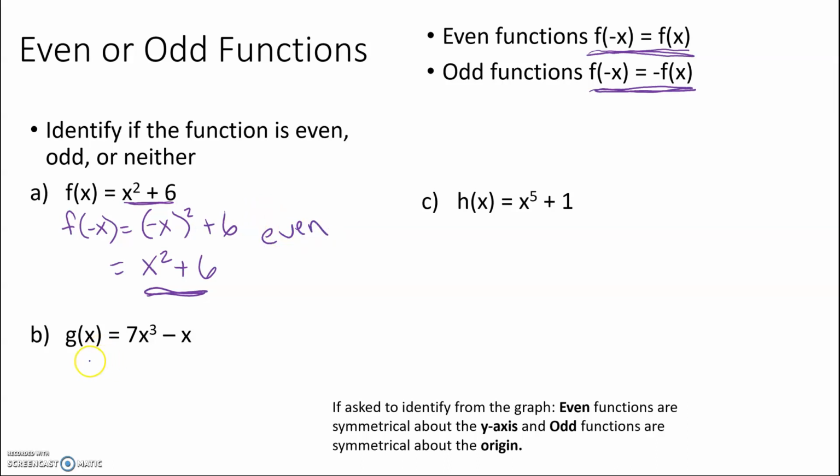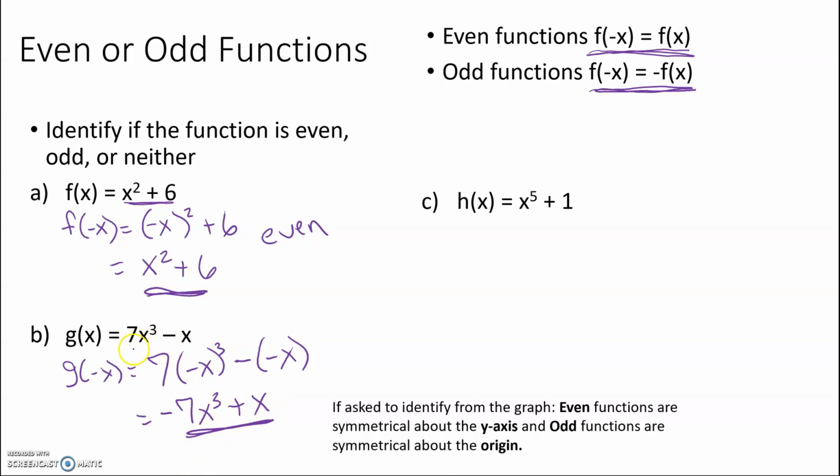The next one, we're going to do that same thing. We're going to find g of negative x. Plug in that negative x, see what happens. We got negative x cubed, and then minus negative x. So here, negative x cubed times 7 gets me negative 7x cubed. Negative minus negative becomes plus x. See how this is the negative version, right? Negative 7x cubed plus x. So this is actually an odd function.